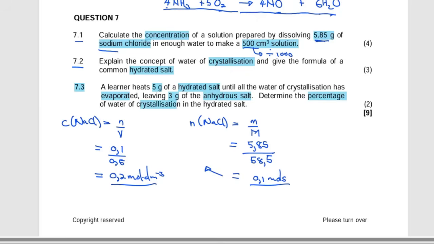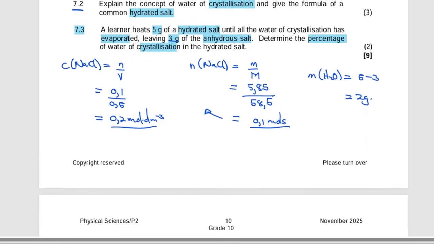So now 7.3, what we're going to do there, it says determine the percentage. I think what they really needed maybe was to determine the mass, right? So I'm going to say the mass of the water is equivalent to, so we started with 5 grams, right? Then what happened? The water evaporated, leaving how many grams? 3 grams. So I'm going to say 5 minus 3. What am I going to get? A value of 2 grams, right?